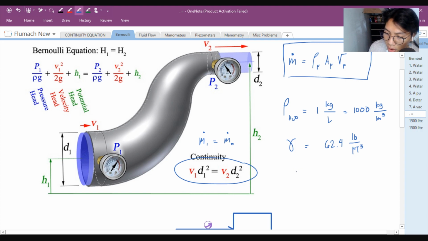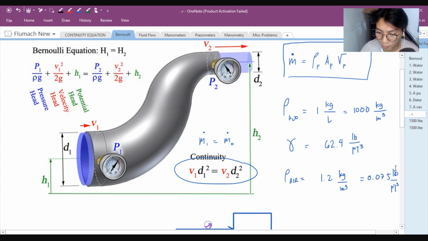Paano naman kapag density ng air? The density of air is equal to 1.2 kilogram per cubic meter, or 0.075 pound per cubic foot. Ayan ha, binigay ko na sa inyo.